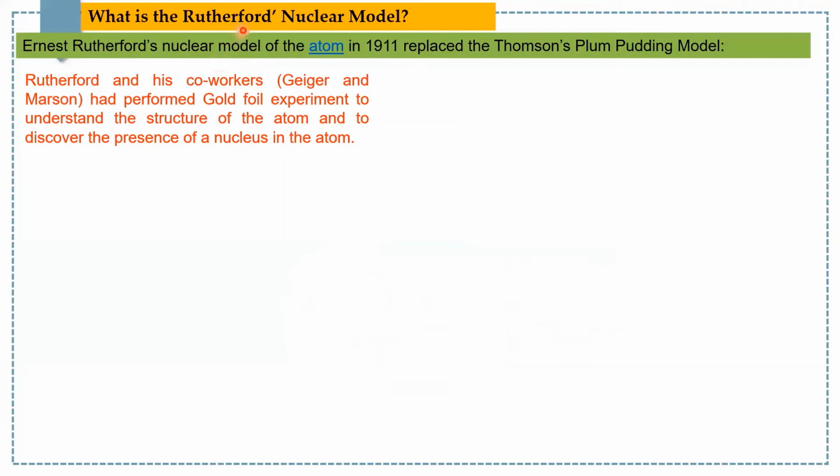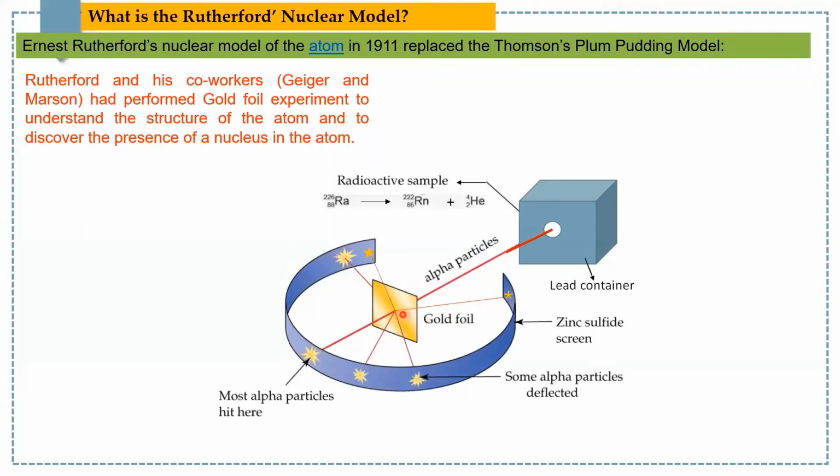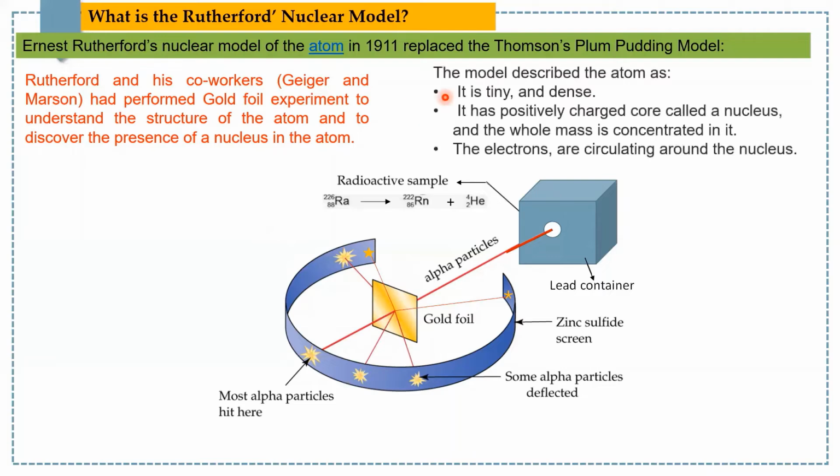In this lecture, we will discuss Rutherford's nuclear model, which was presented by Rutherford in 1911 to replace Thomson's plum pudding model. Rutherford and his students, Geiger and Marsden, had performed the gold foil experiment to understand the structure of the atom. According to Rutherford's model, the atom is tiny and dense. It has a positively charged core called the nucleus, and the whole mass of the atom is concentrated in it.